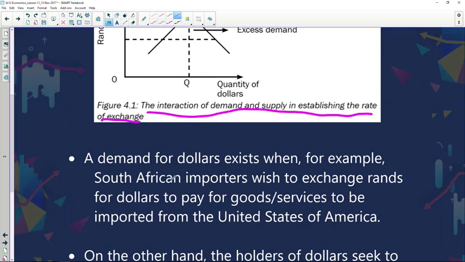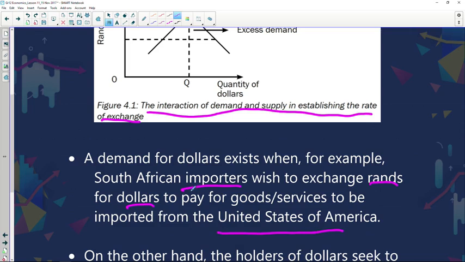So a demand for dollars exists when, for example, South African importers wish to exchange rands for dollars to pay for goods and services to be imported from the United States of America.